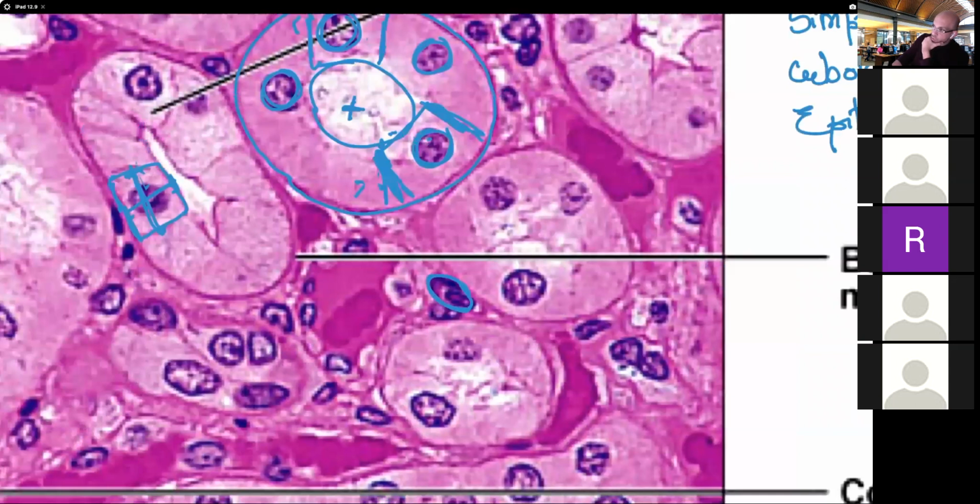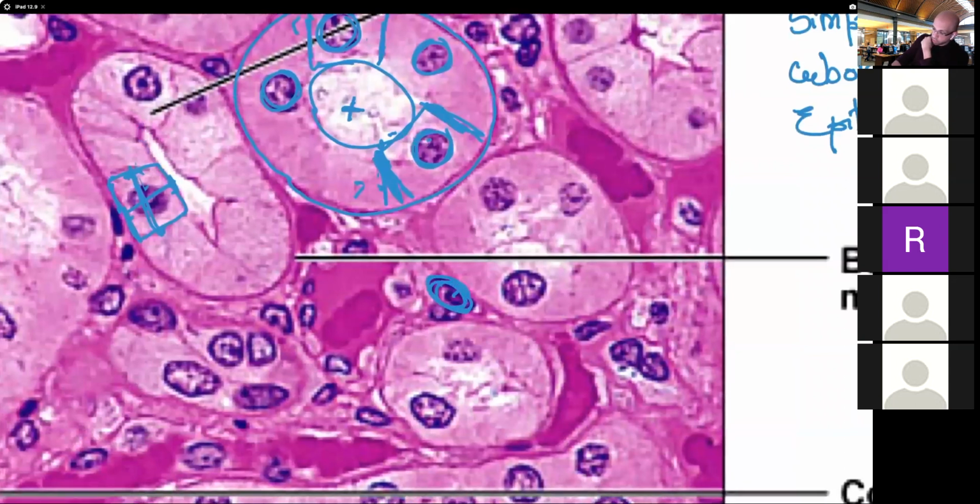Okay, do you see it now? All right, do you want to look at those cells here?